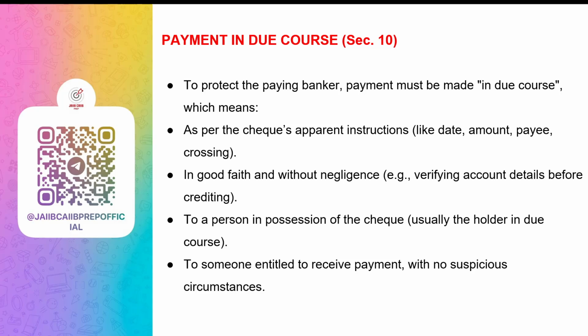When we say good faith and without negligence, good faith means being honest, and without negligence means being careful and not careless. So if a deposit slip has the correct name of the customer, but the account number is wrong, and the bank credits the money without verifying the name and the number together, it is negligence. In such cases, even if the bank is honest and acting in good faith, the protection will not apply because they did not act carefully.